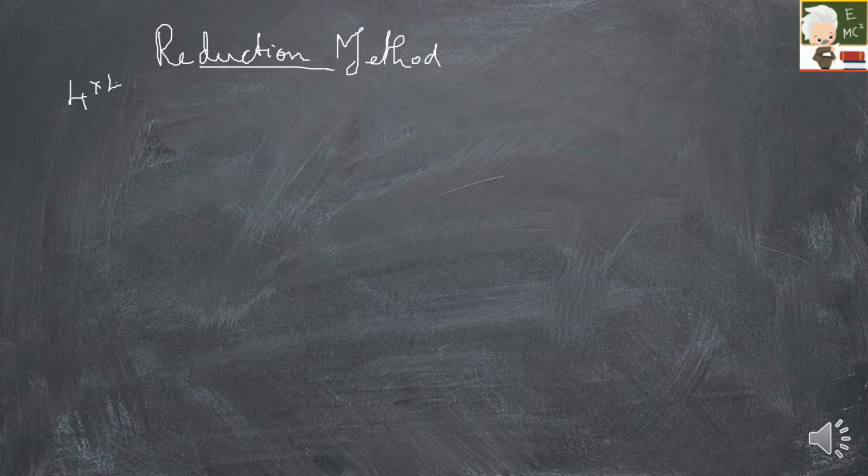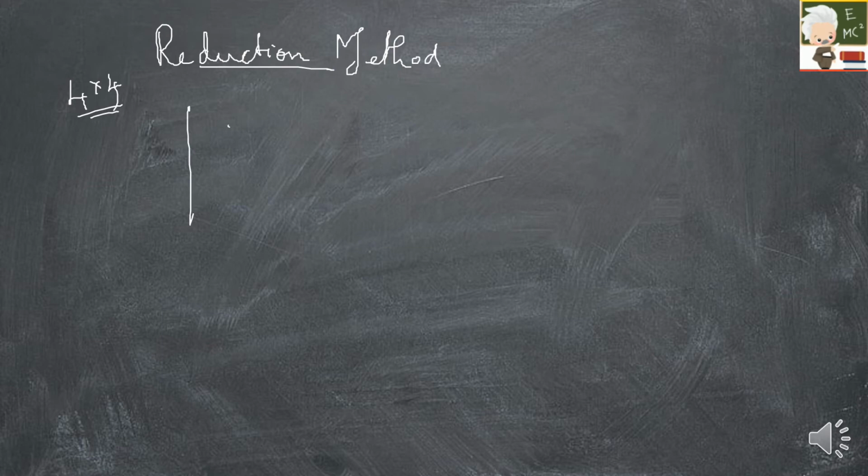Next, there is another method which is called the reduction method. How do we do it? First I will explain for a 3 by 3. This reduction method will be helpful for a 4 by 4 matrix, but I will explain it with a 3 by 3.